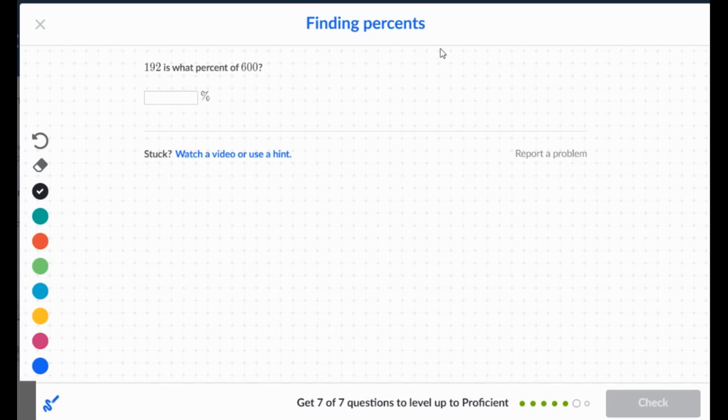Previously, we indicated that if we have the word is, that's going to be an equal sign. And if we have the word of, not always, but pretty frequently, it's going to be multiplication. Now, we don't use this multiplication sign anymore because of algebra and the X representing a letter, but we'll use it for now in this video. So it says 192 is, that's going to be an equal sign.